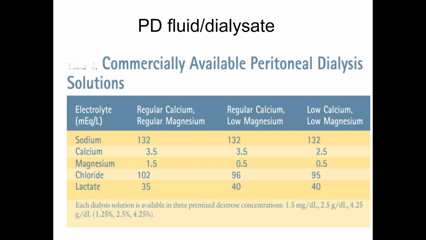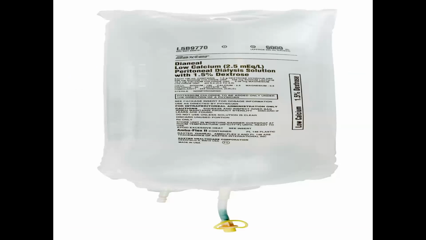This slide shows PD fluid or dialysate, which is commercially available. These are of three types mainly. First is regular calcium, regular magnesium. Second, regular calcium, low magnesium. Third, low calcium, low magnesium. All these dialysis solutions are available in three pre-mixed dextrose concentrations of 1.25%, 2.5% and 4.25%, which we can use according to the clinical and biochemical parameters of the neonate. This image shows the commercially available peritoneal dialysis solution with 1.5% dextrose, or Baxter.